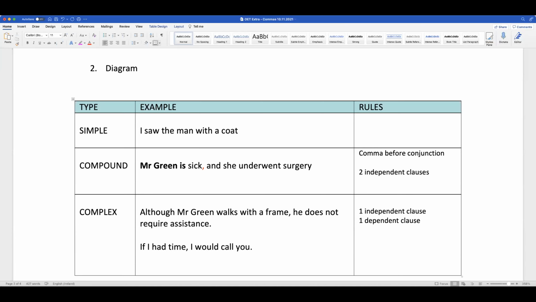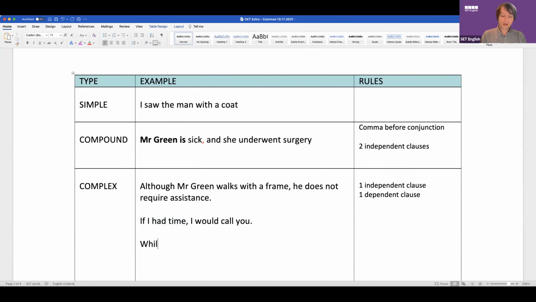One of them is dependent. Which one? If I have time. Here, right? All these sentences like "while I watch TV." Can you help me, guys? While I watch TV, I eat. I eat my dinner.